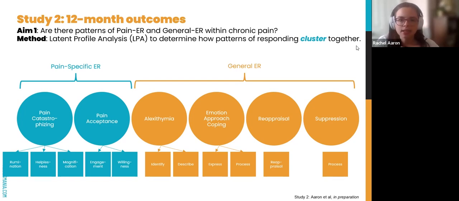So in order to look at this, we did a latent profile analysis to see how patterns of responses cluster together. I'll walk you through that. Here you see the circles. I've introduced you to these constructs already. These are overarching constructs. These are all questionnaires, and many of them have subscales underneath them. That's not terribly important, other than that the squares represent different types of the circles.